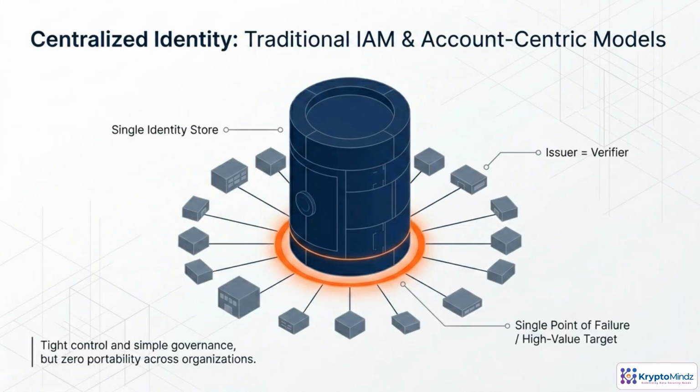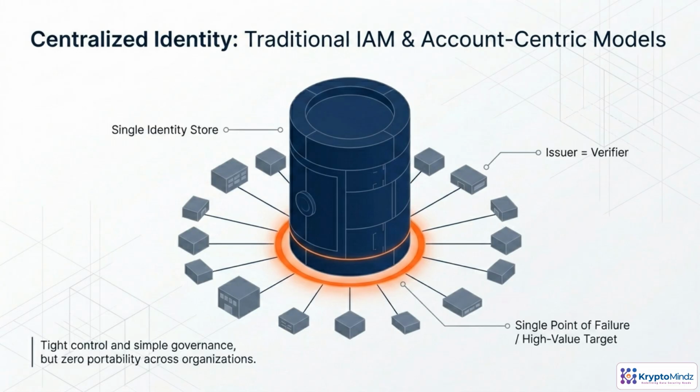Centralized identity is the classic IAM model. One system owns the account, stores the attributes, authenticates the user, and makes access decisions. The upside is strong control and relatively simple governance. You know exactly where identity lives, and you can enforce policy consistently.